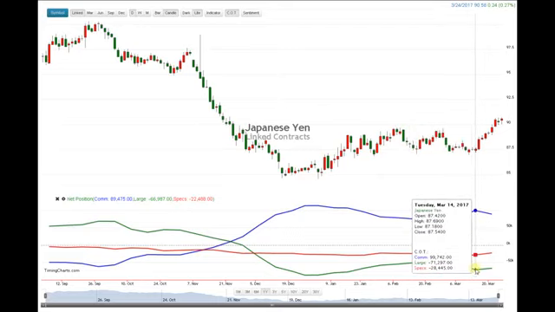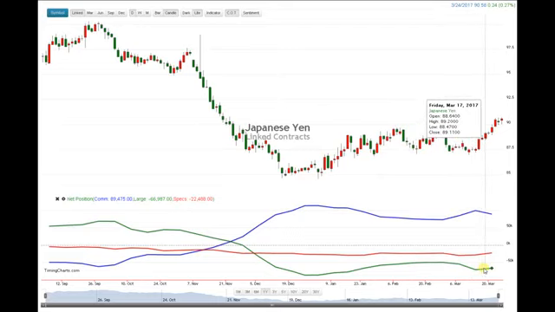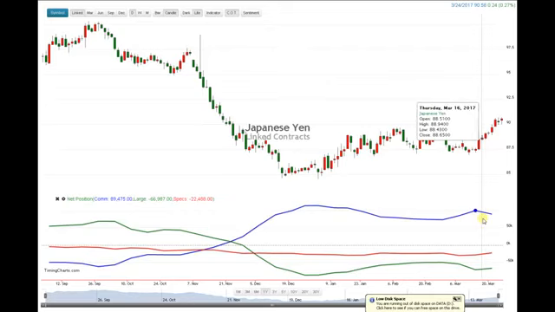In terms of the speculators down here, not much change this week. They still remain very bearish of the yen and bullish of the dollar. So the move down in the commercials here, after the yen has gone up on the USD, indicates a little bit of a correction for us.